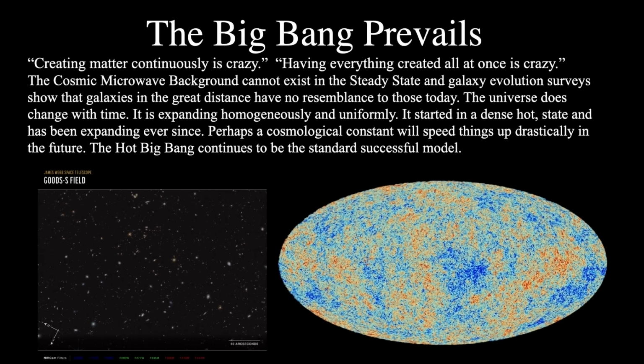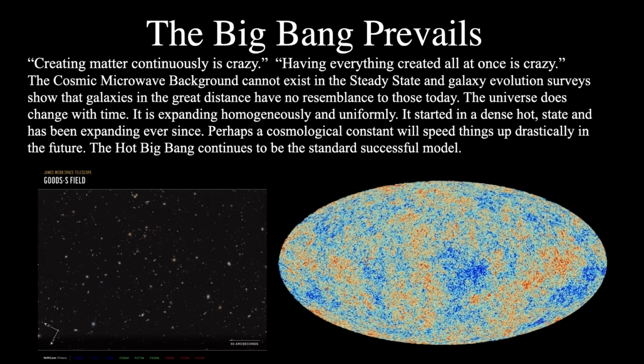Since the galaxies imaged here are at great distances, because of light's finite speed, we're seeing them as they were a very long time ago. This survey has found that high redshift galaxies have a completely different appearance than local galaxies. This means there's been galactic evolution through time.